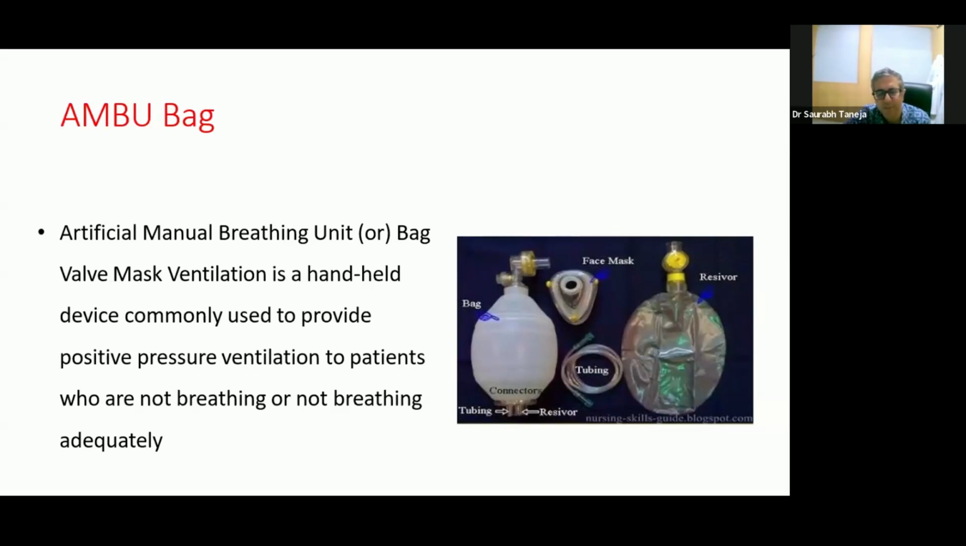We have to hold the face mask in a CE technique and give breath to the patient, and look for visible chest rise when you give breath to the patient. And always connect oxygen, always open the flow rate to 15 liters per minute. Always check the reservoir bag is full. So this will deliver a higher concentration of oxygen. Next, please.